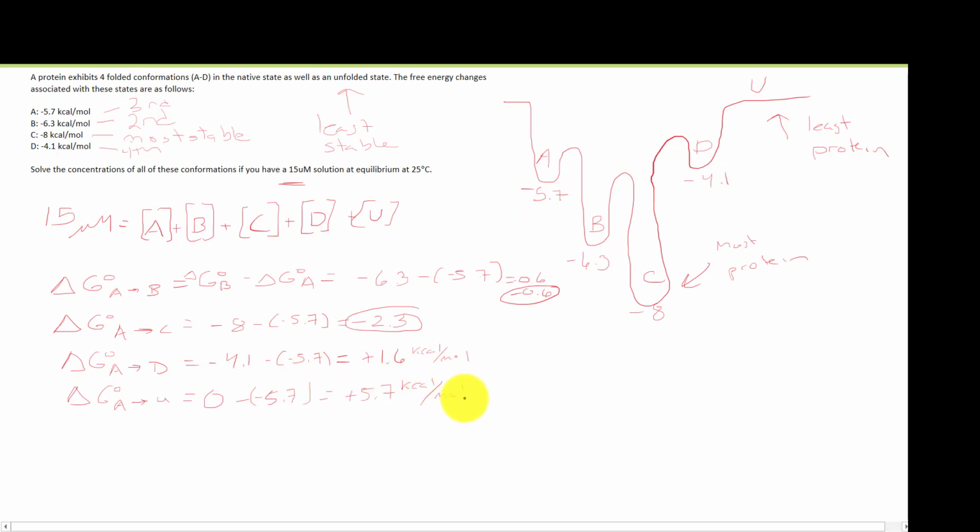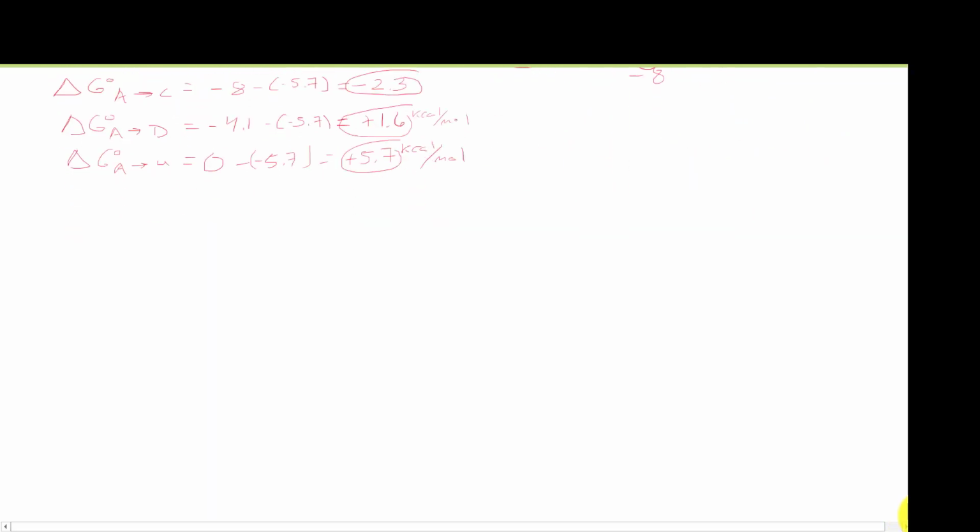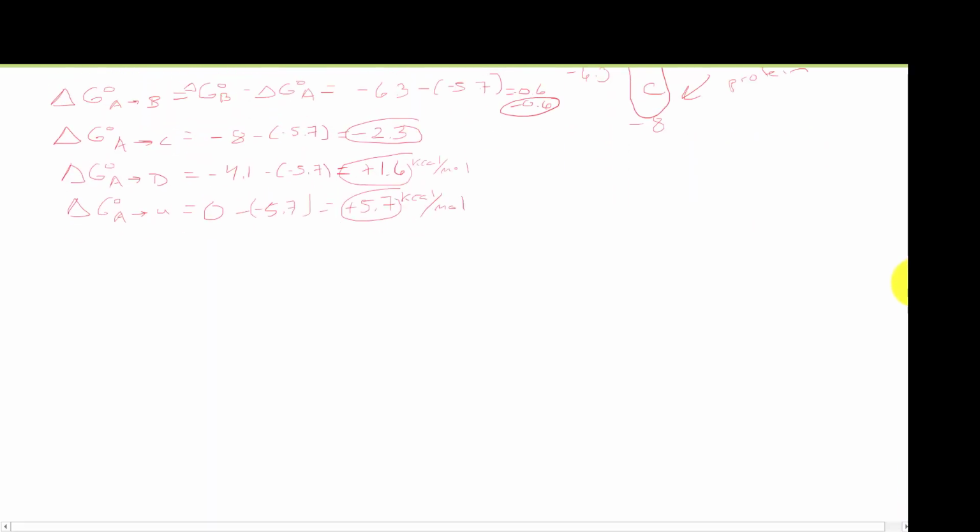Now we have all of the delta G's for all the transitions from A. So that's going to help us out. Now what we can do here is solve for our KEQs. So I'm going to scroll down a bit and give it some room to work. Okay, so our KEQ for A to B depends on the delta G from A to B.